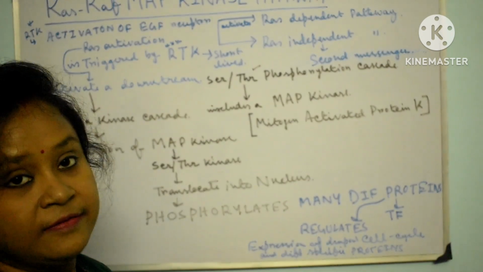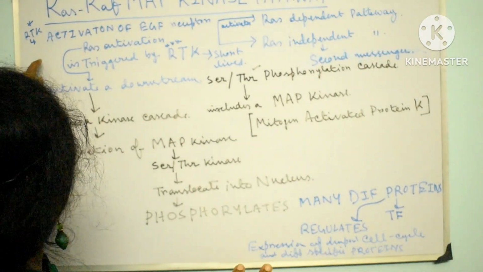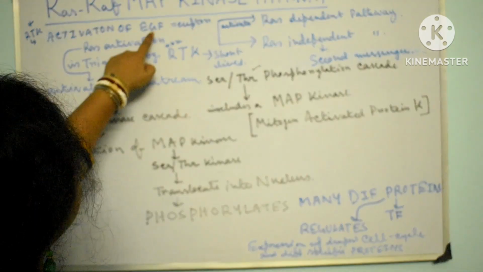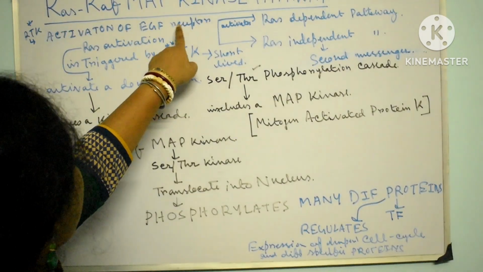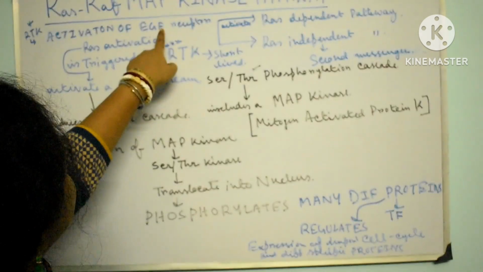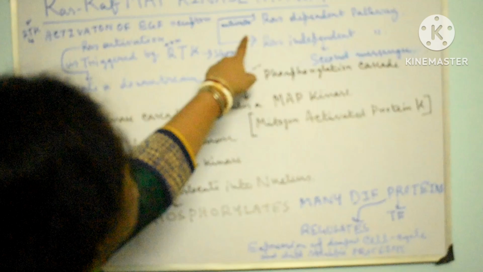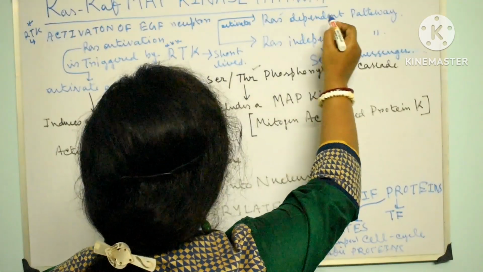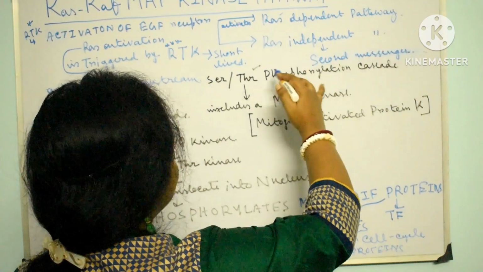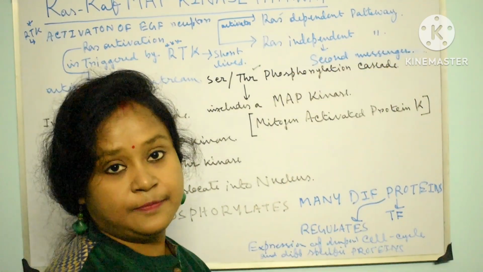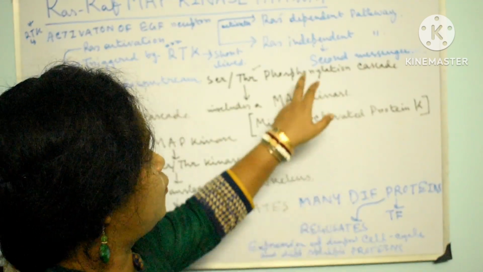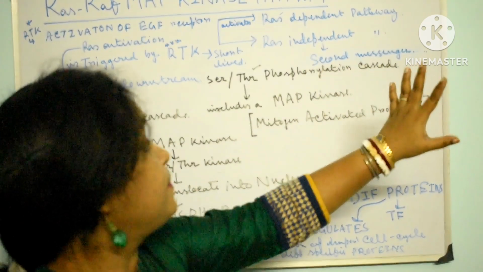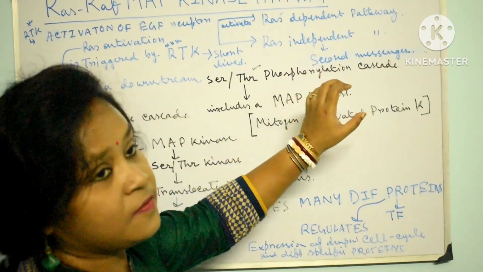After activation of RTK, it causes activation of EGF receptor. EGF means epidermal growth factor, and its activation can now activate two pathways. The first one is the RAS dependent pathway and the second one is the RAS independent pathway. The RAS independent pathway needs a second messenger. It cannot work on its own.